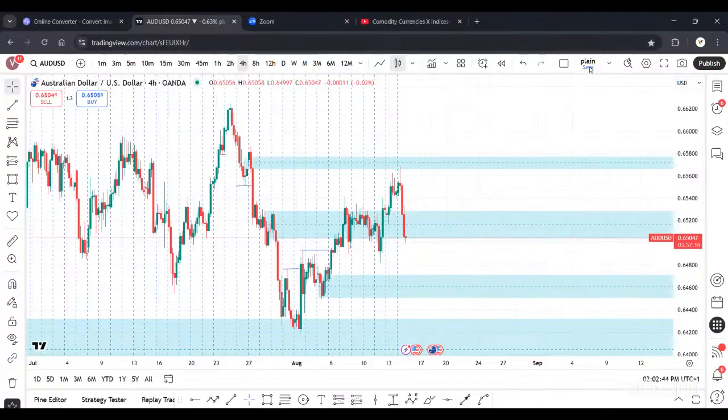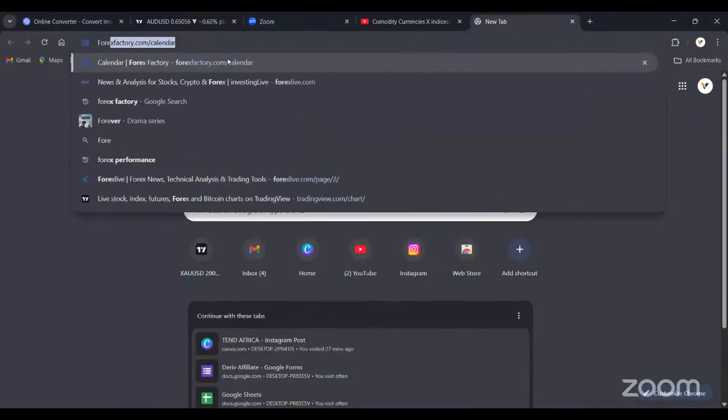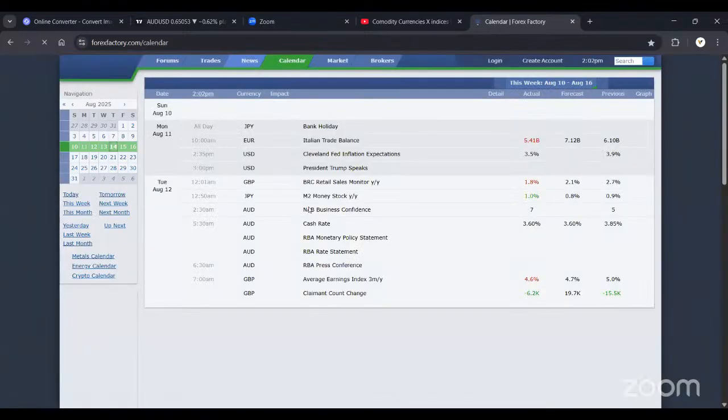Before we proceed into looking at technicals, let's take a quick look at Forex Factory. We had our core PPI data come out at 1:30 p.m., which served as an extra push for this particular asset class we're looking at today.